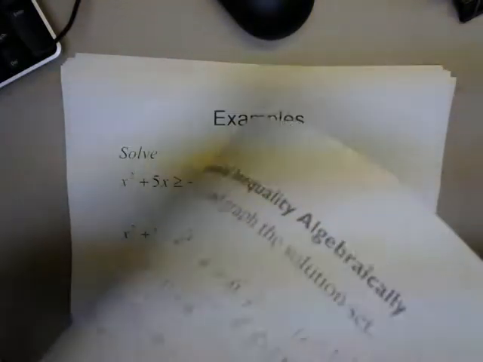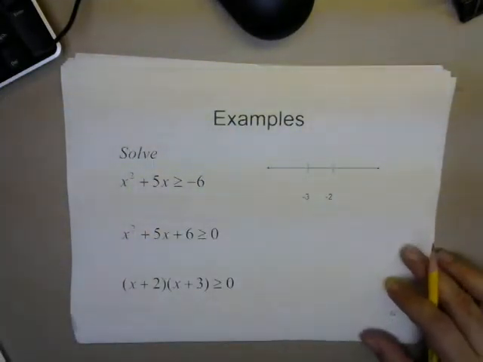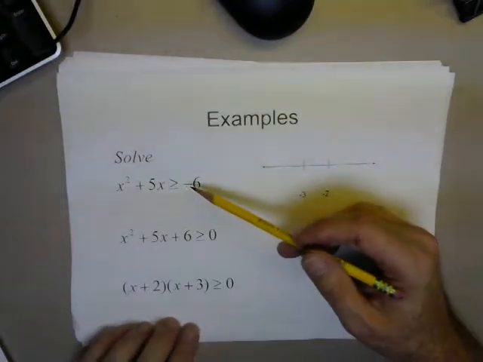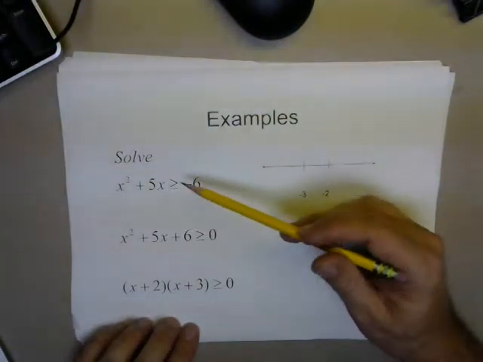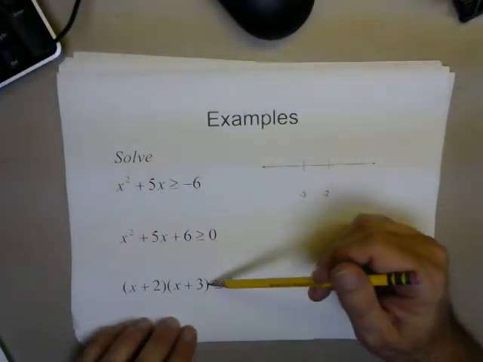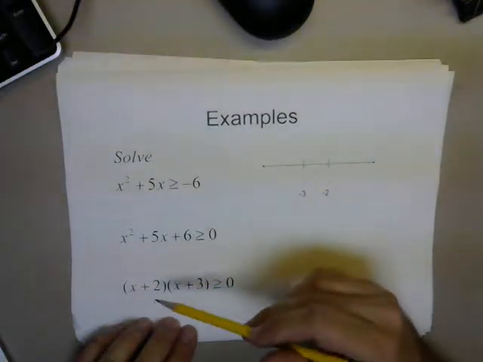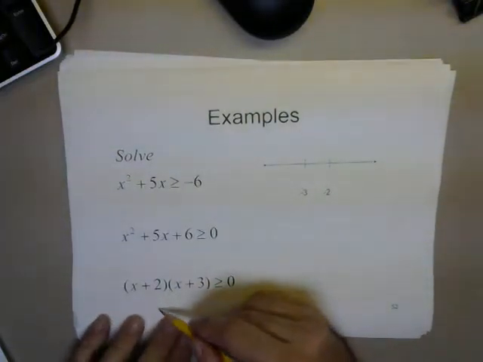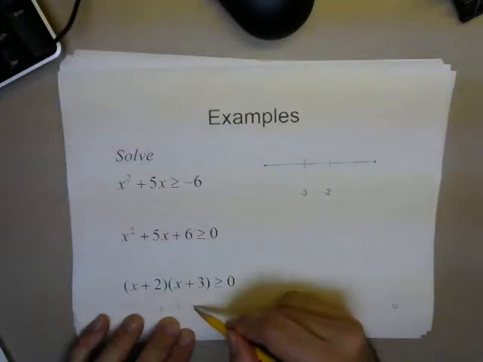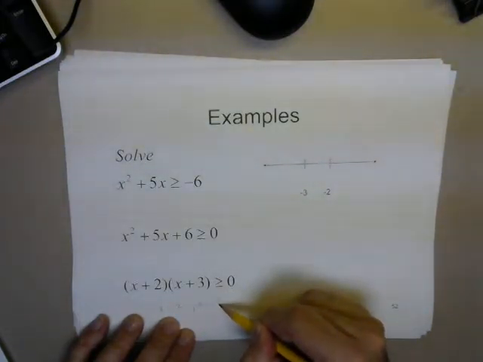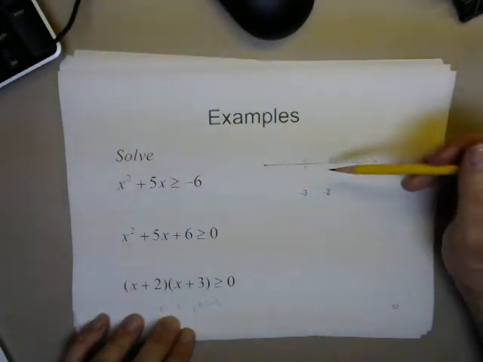So let's maybe look at another example here. So let's say you have something like this. Again, what you'd want to do is move the 6 over to the non-zero side and factor this. So your cut points in this case would be at x is equal to negative 2 and x is equal to negative 3. Then check and see what's happening to the sign on either side of those numbers.